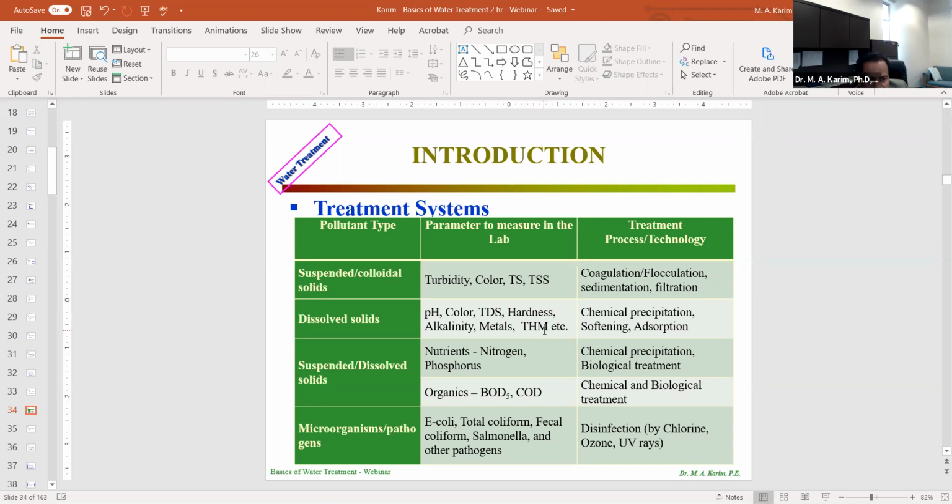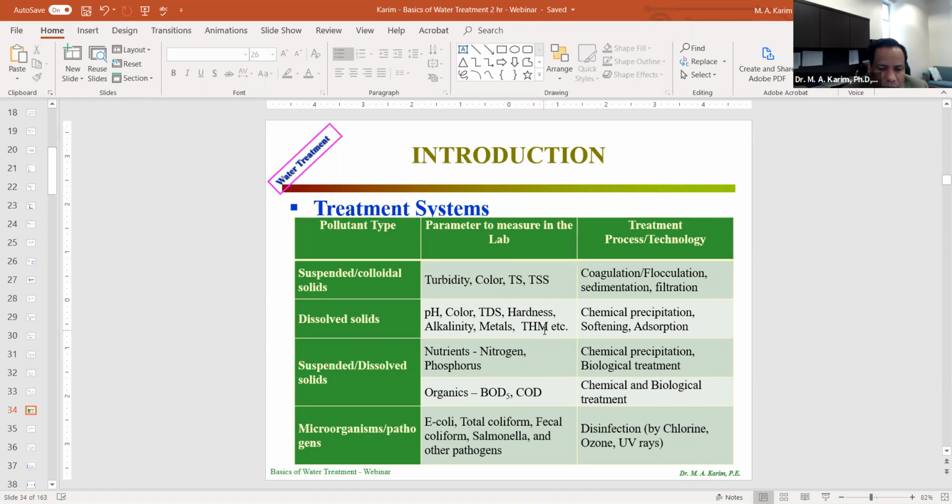Suspended or dissolved, we also have nutrients, nitrogen and phosphorus. Chemical precipitation and biological treatment can be done to remove the nitrogen and phosphorus. Another one is organics. Organics can be represented by BOD5 and COD. In this case, chemical and biological treatment are the two that we can use to remove the BOD5 and COD.